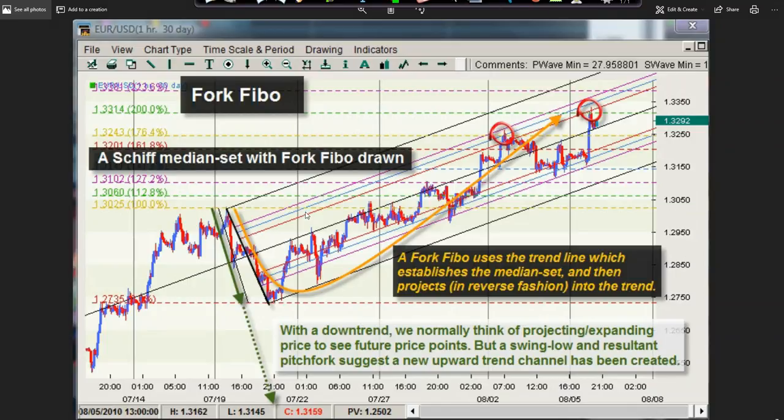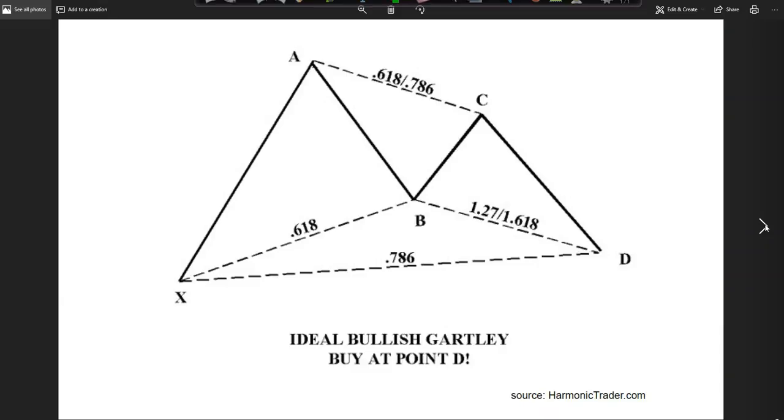Thank you. So this is a fork Fibo. Very, very powerful tool. So if we take a harmonic scan based on measurements generated by Scott Carney in the 90s, we have something interesting. And let me do a little blackboard work here real quick, just so you see what we've gone over.